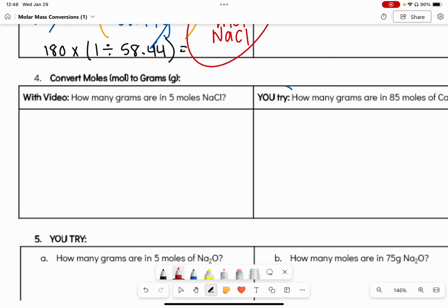Here in this question, it says how many grams are in 5 moles of NaCl? So now we're going the other direction. We're starting with moles and ending with grams. I'm going to do the same thing. I'm going to label my question. So 5 moles, that's my given number in my old units. And I want to find how many grams.